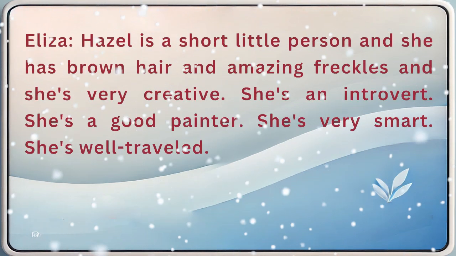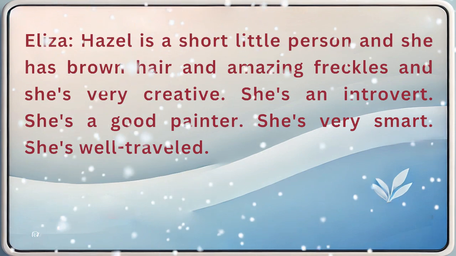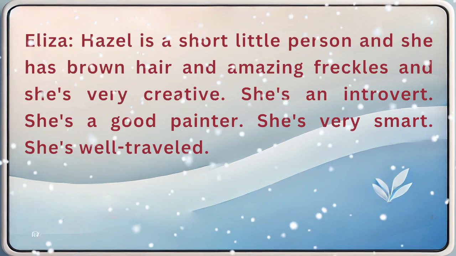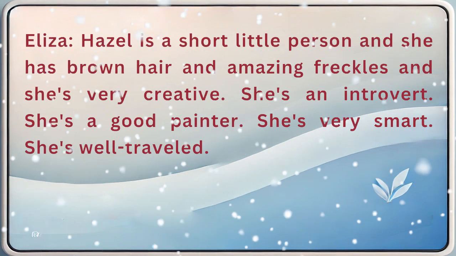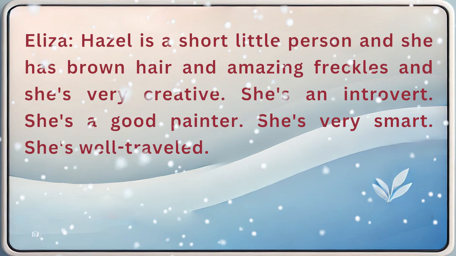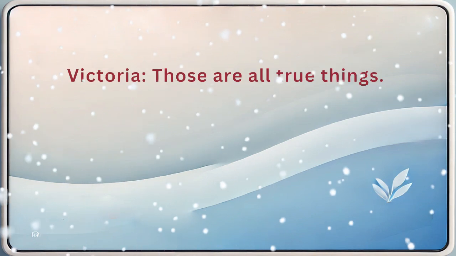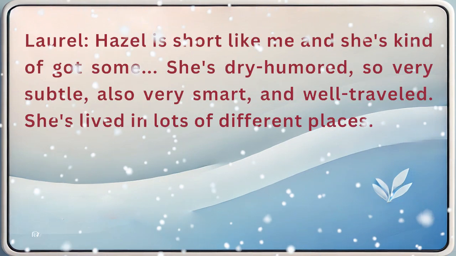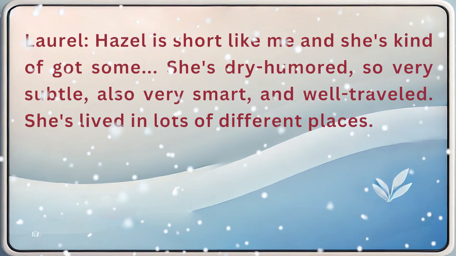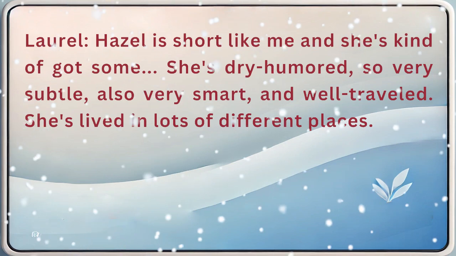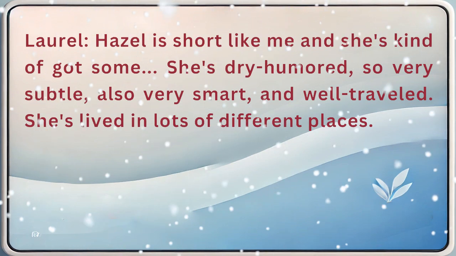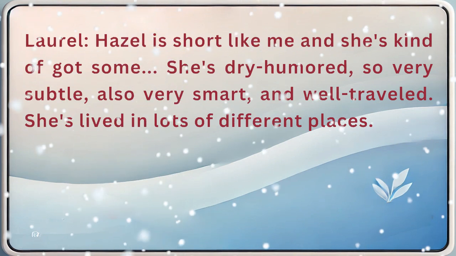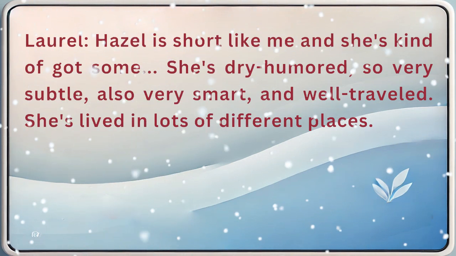Eliza: Hazel is a short little person and she has brown hair and amazing freckles and she's very creative. She's an introvert. She's a good painter. She's very smart. She's well-traveled. Victoria: Those are all true things. Laurel: Hazel is short like me and she's dry-humored, so very subtle, also very smart and well-traveled. She's lived in lots of different places.